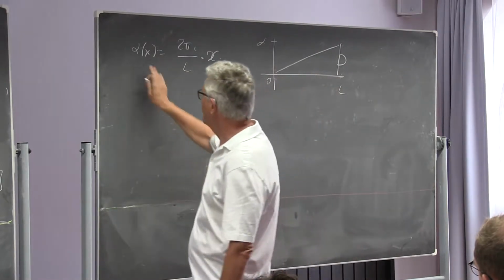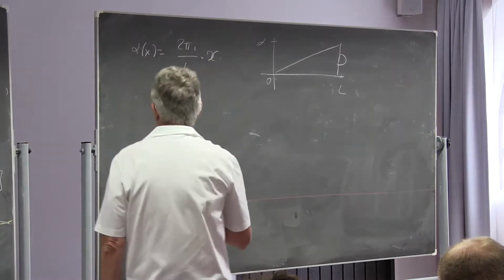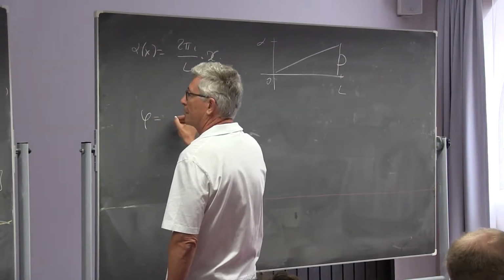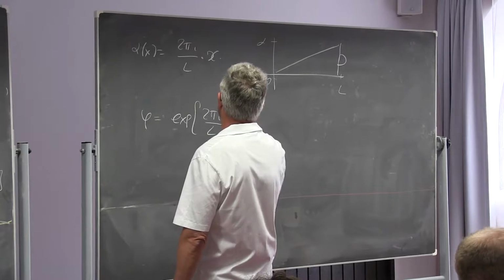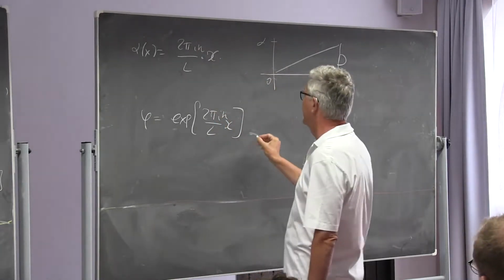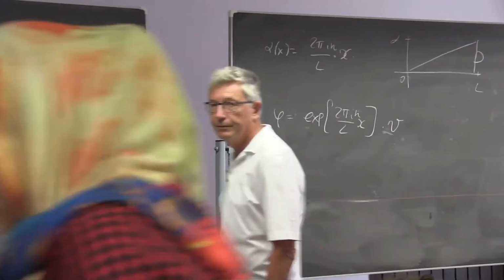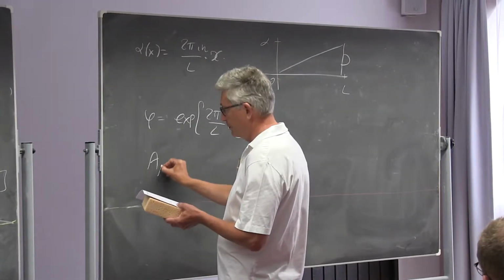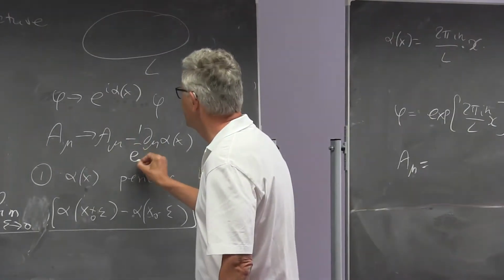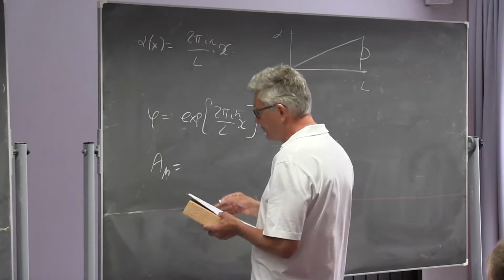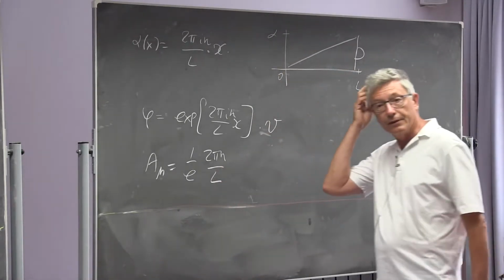Okay? So if we apply this transformation to the scalar field, we will get phi equal to exponential 2 pi i n over L x. Well, here I put this number n times the vacuum expectation value. And our gauge field will be just a constant. So A mu is equal to, it should be 1 over e here, where e is the charge. So we have 1 over e, 2 pi n over L. n is an integer number.